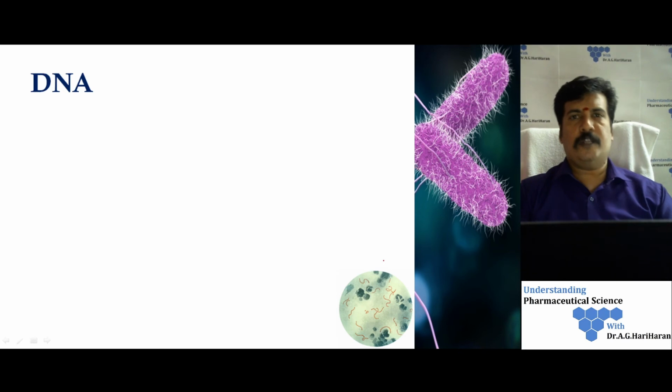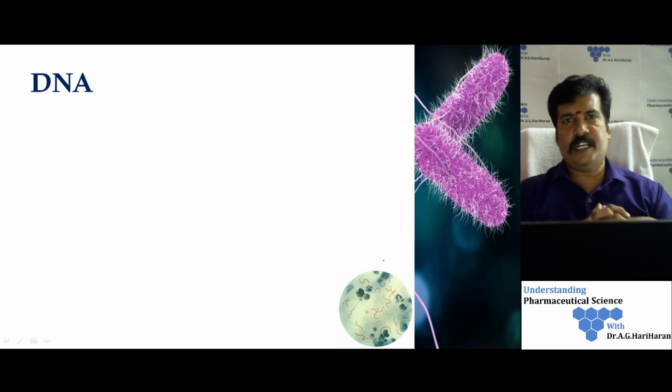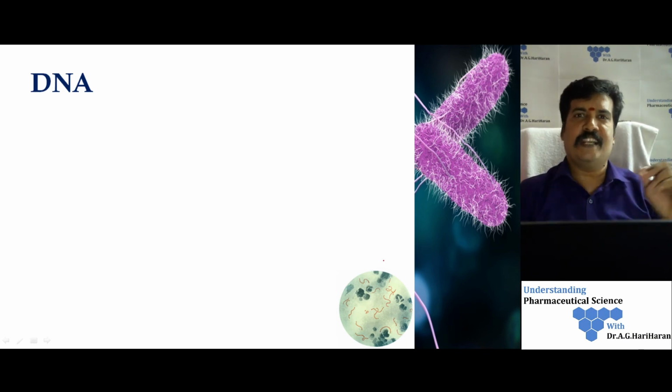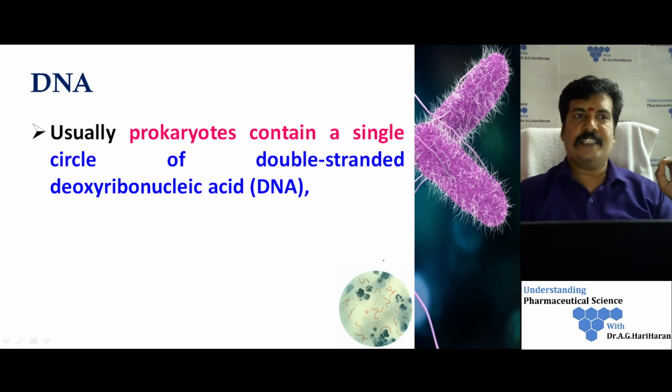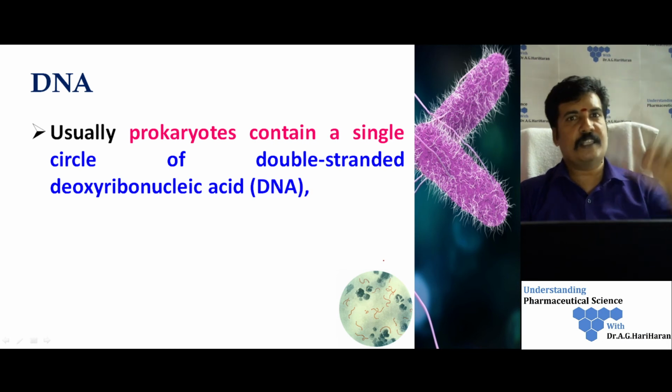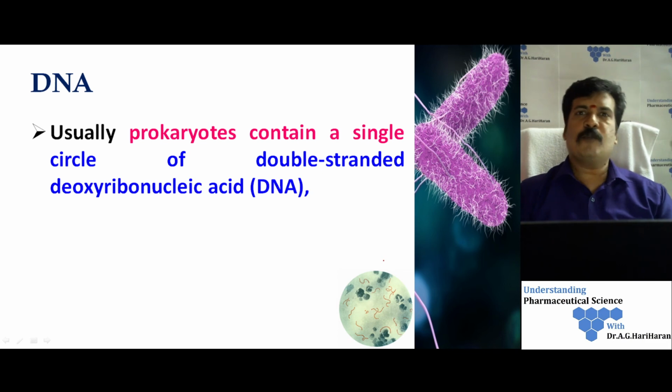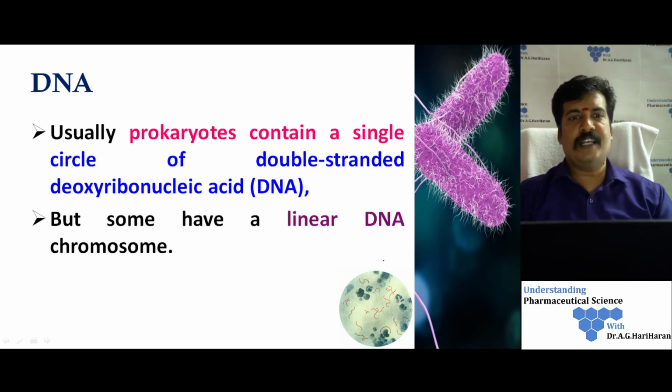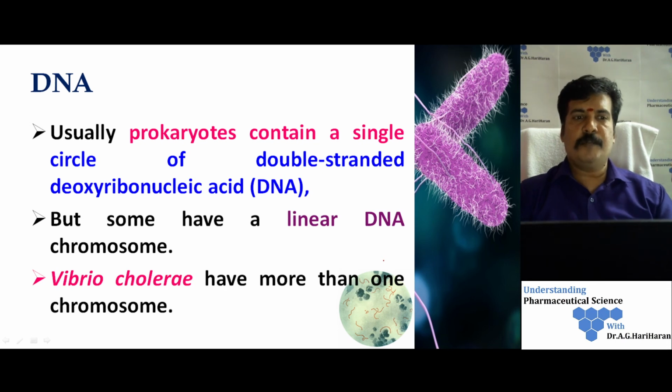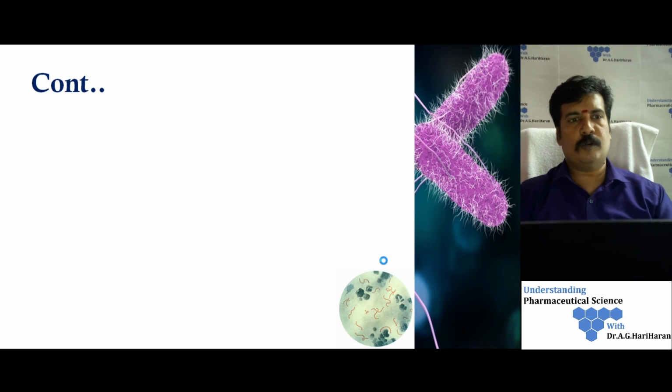Similar to eukaryotes, the genetic material of the bacteria is DNA. The nucleoid carries DNA, that is the double-stranded deoxyribonucleic acid. A single chromosome will be present in circular form. Rarely, one or two bacteria will have a linear DNA chromosome. For example, Vibrio cholerae has a linear chromosome. Sometimes more than one chromosome will be present.